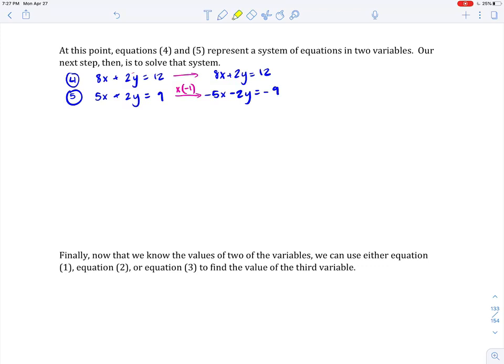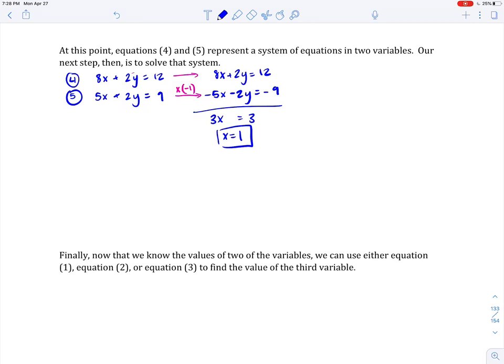8x plus 2y is equal to 12, and then negative 5x minus 2y is equal to negative 9. And here I am, all happy in happy land, seeing that I have additive opposites for my coefficients for y. Now, I've got them stacked, and I could go ahead and straight up add. 8x plus negative 5x gives me 3x, 2y plus negative 2y gives me nothing, and 12 plus negative 9 gives me 3. If I divide both sides by 3, I end up with x is equal to 1. What?